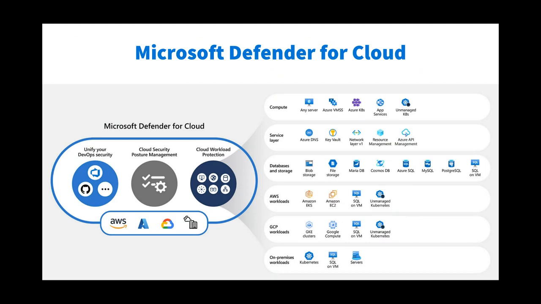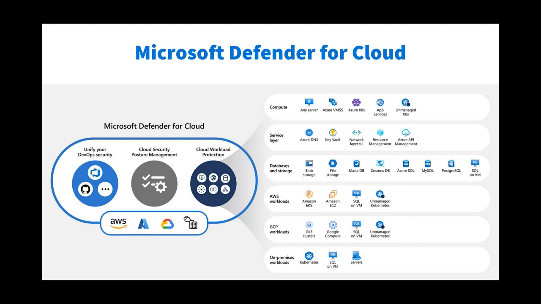I'll touch on cloud security posture management more in a minute, but let's talk about cloud workload protection, which could include your Azure compute-based resources such as servers, virtual machine scale sets, Kubernetes, and app services, service layers like DNS, Key Vault, which is important for a lot of organizations as they use those in code and other means for access, your network and Azure APIs, database services and storage like Azure Blob, Files, SQL, Postgres, and more.